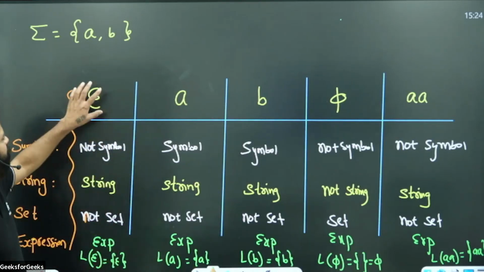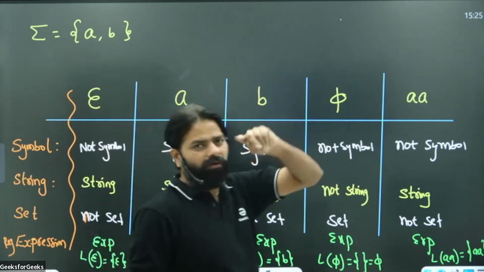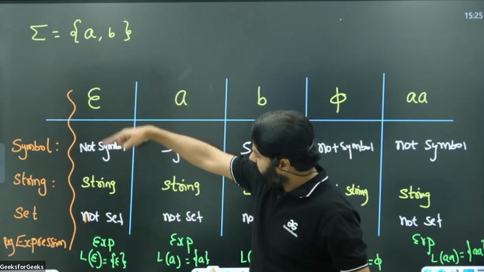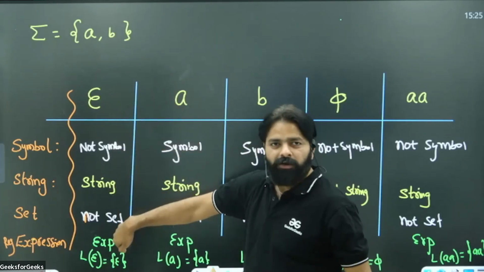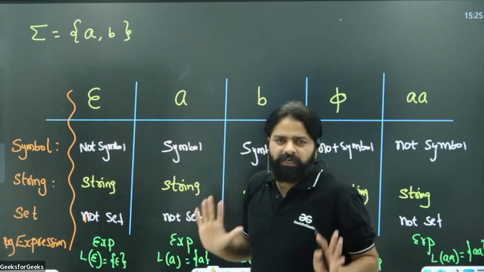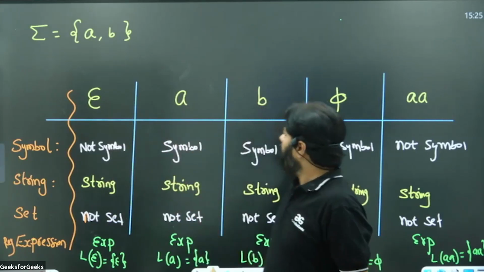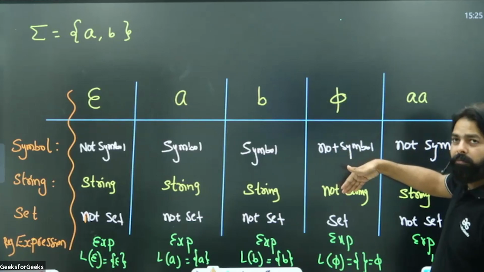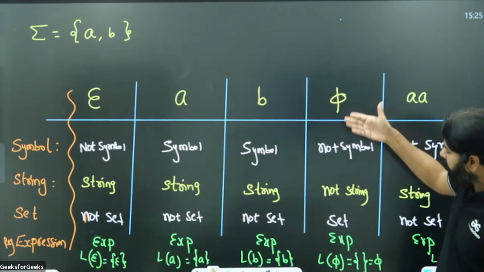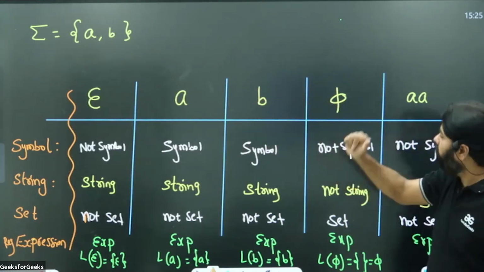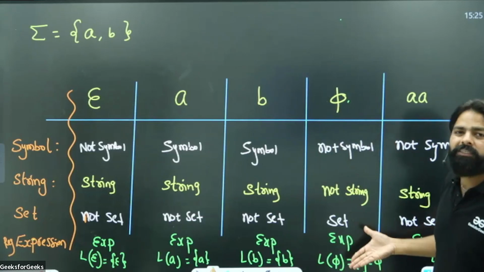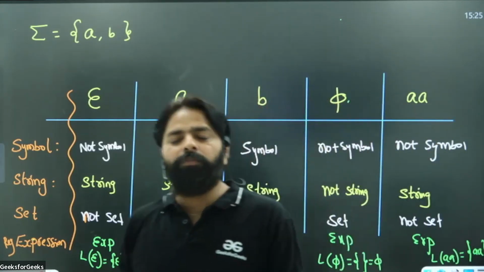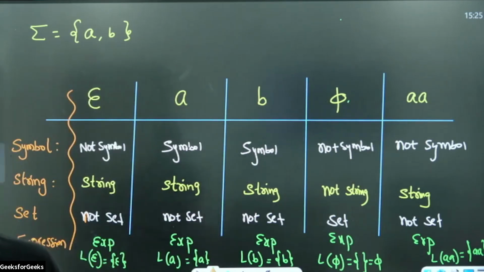People confuse epsilon and phi. Now you have clarity. Epsilon is not a symbol. It is a string. It is not a set. It is an expression because it generates one string, that is also epsilon. And when somebody talks about phi, phi is not a symbol. Even phi is not a string, but epsilon is a string. And phi is a set, but epsilon is not a set. And phi is an expression because it generates no string at all. Any doubt, please let me know. I'll discuss.